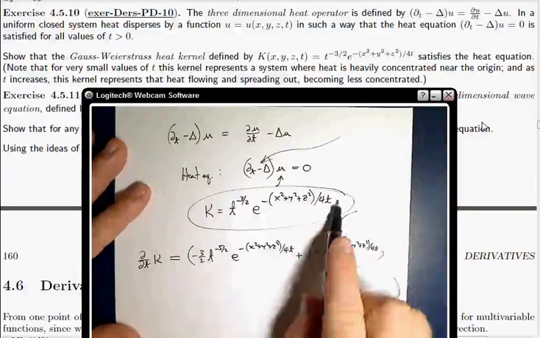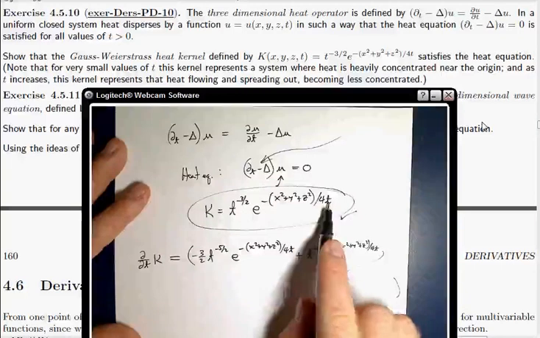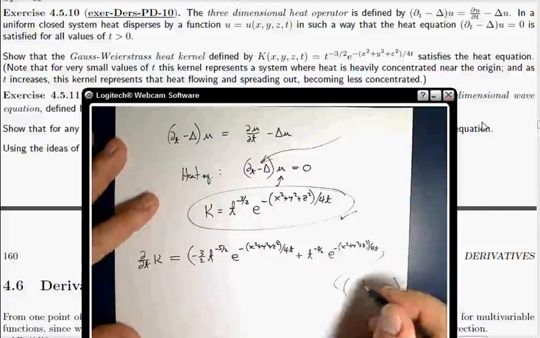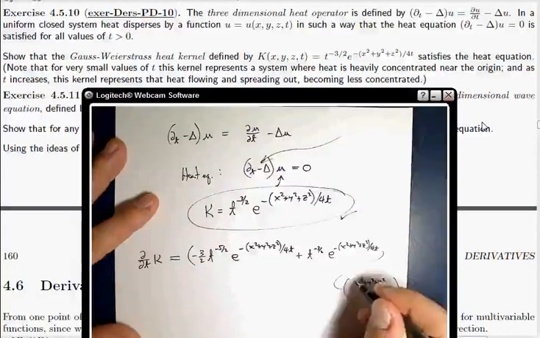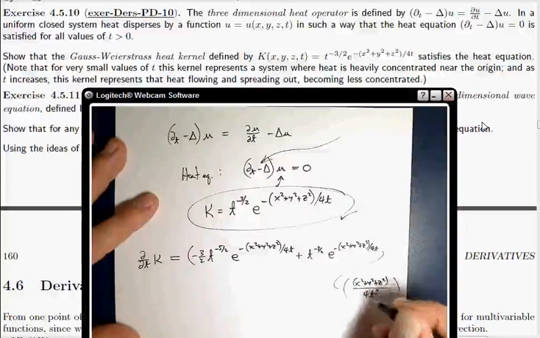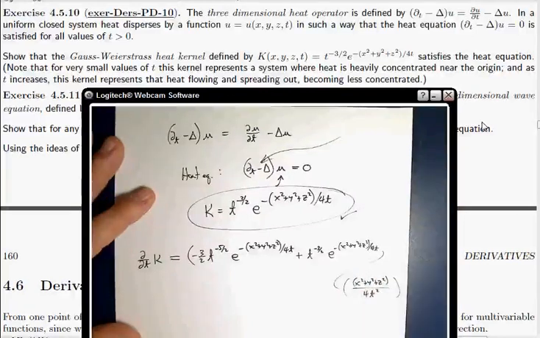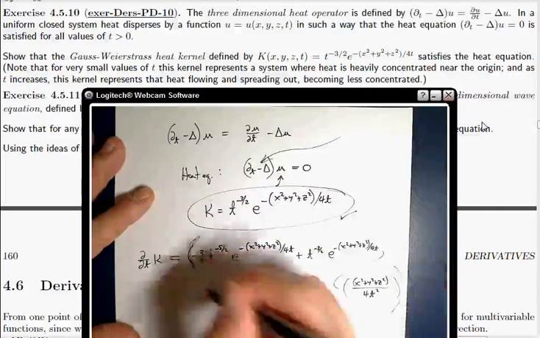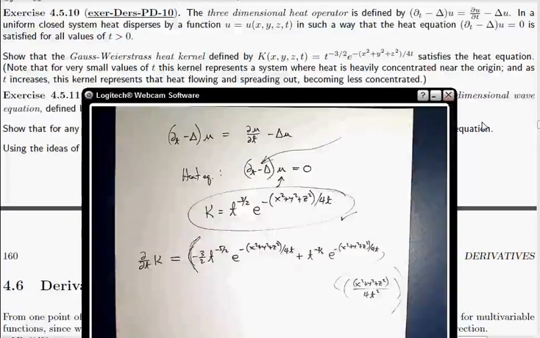The derivative of this exponent with respect to t, we've got t to the sort of the -1 here, so I claim we're going to have x squared plus y squared plus z squared over 4t squared, if I've done my algebra right there. That look right? Okay. All right. So that's the partial of k with respect to t.